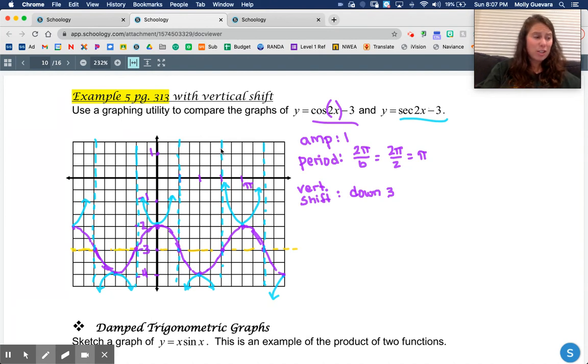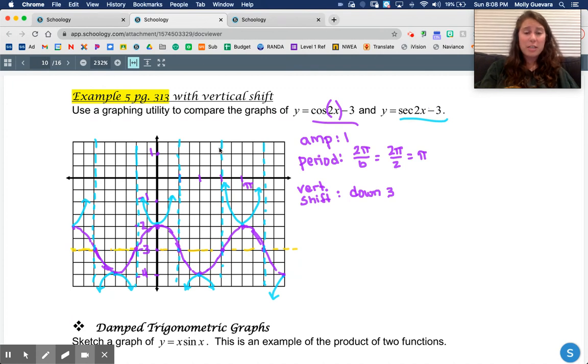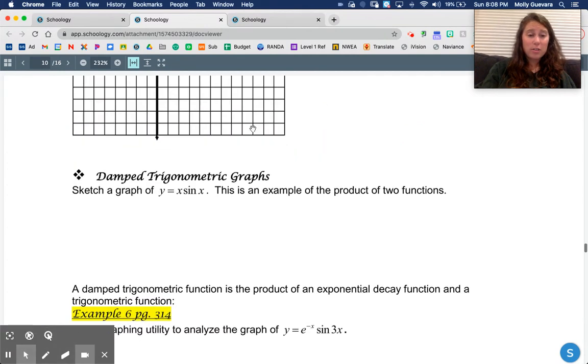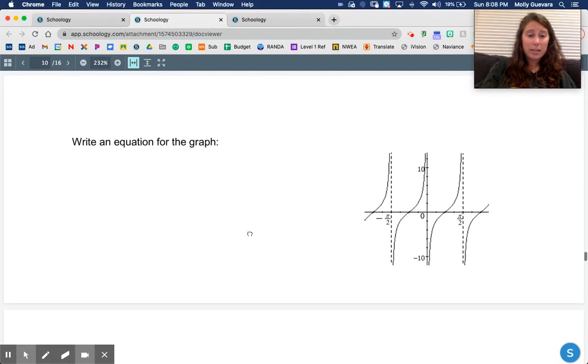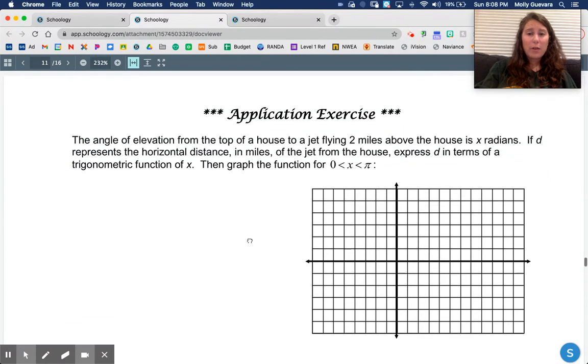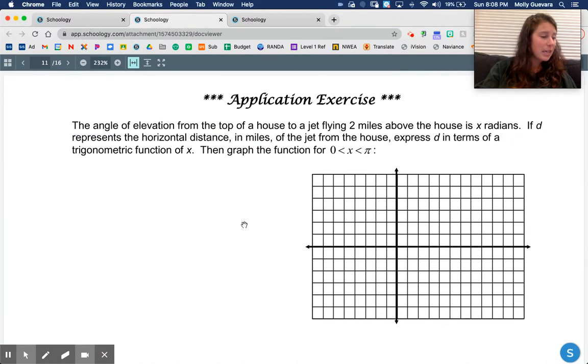If you guys have questions on how to graph any of these 6 trig functions, just make sure that you're continuing to reach out for help and things like that. We are not going to do damped graphs. So we're going to go to the last page in this section. Let's scroll down. So we are not doing these guys. And so we're going to go here to the application exercise and then the mixed review.